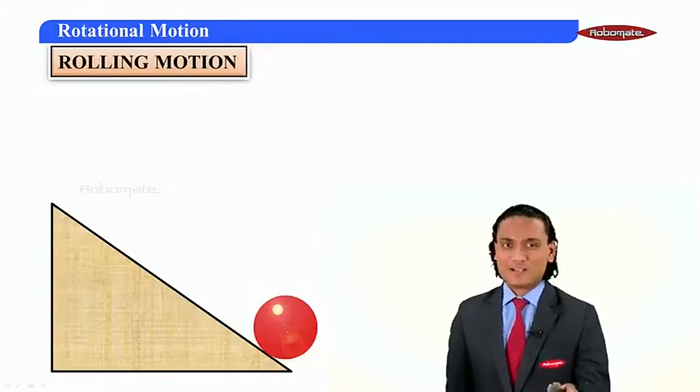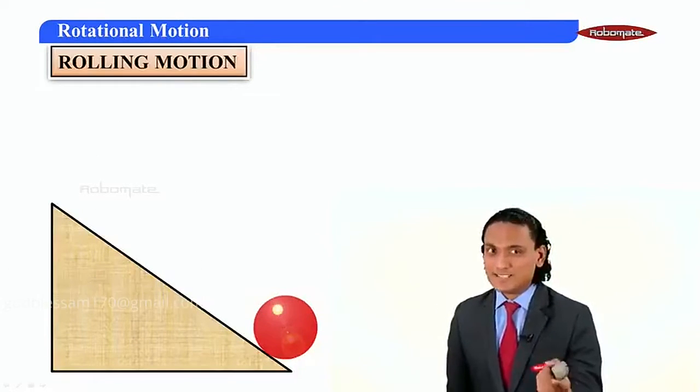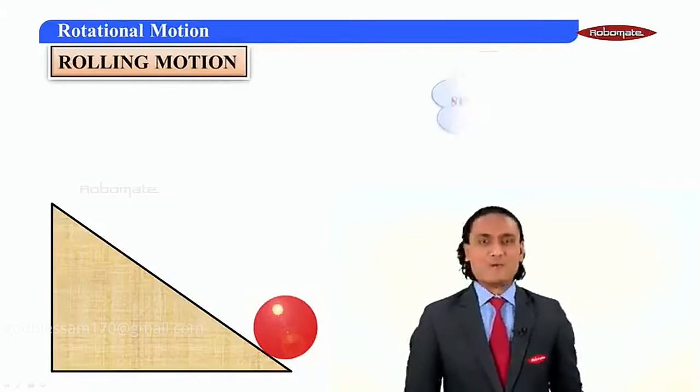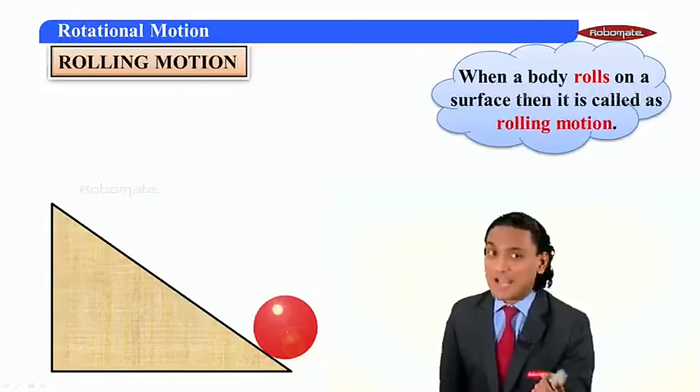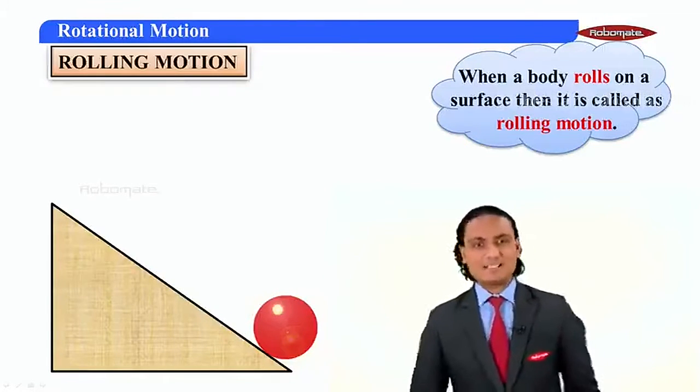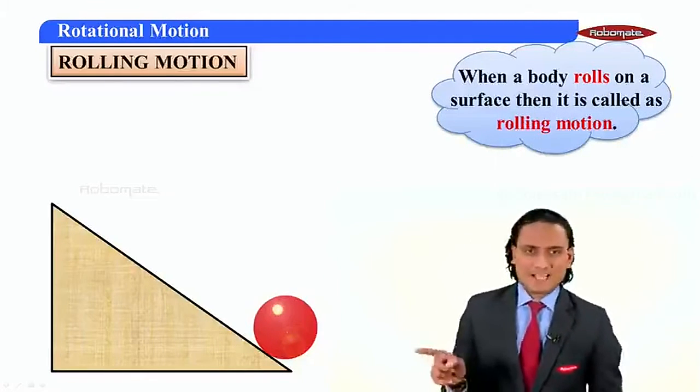What is rolling motion? Any guess? Yes. When a body rolls over a surface, such a motion is called rolling motion. Is that clear, students? Now, let us analyze this motion in detail.